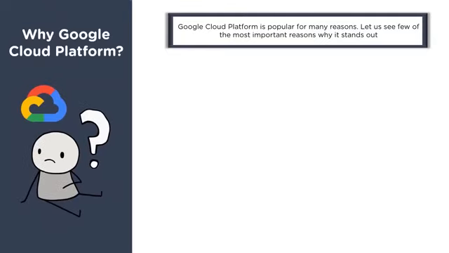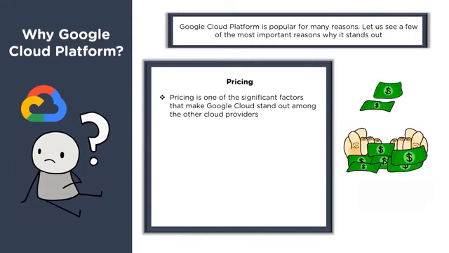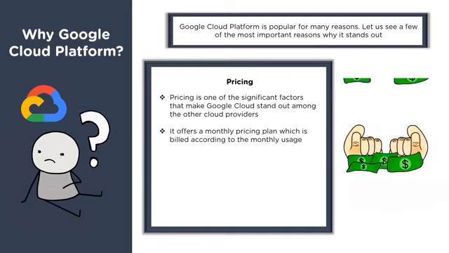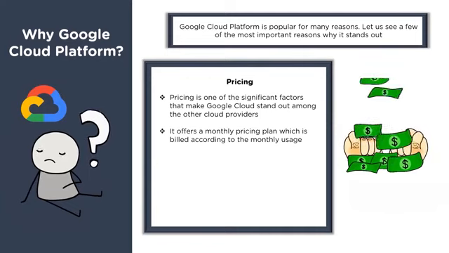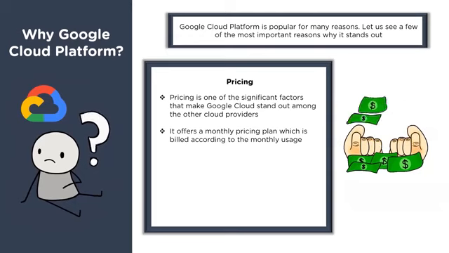So Google Cloud Platform is popular for many reasons. Now, let us see a few of the most important reasons why it stands out. When you talk about pricing, pricing is one of the significant factors that make Google Cloud stand out among the other cloud providers. It offers a monthly pricing plan, which is billed according to monthly usage. And when we talk about billing here, the billing can be in hours, it can be in minutes, and it can also be in seconds.